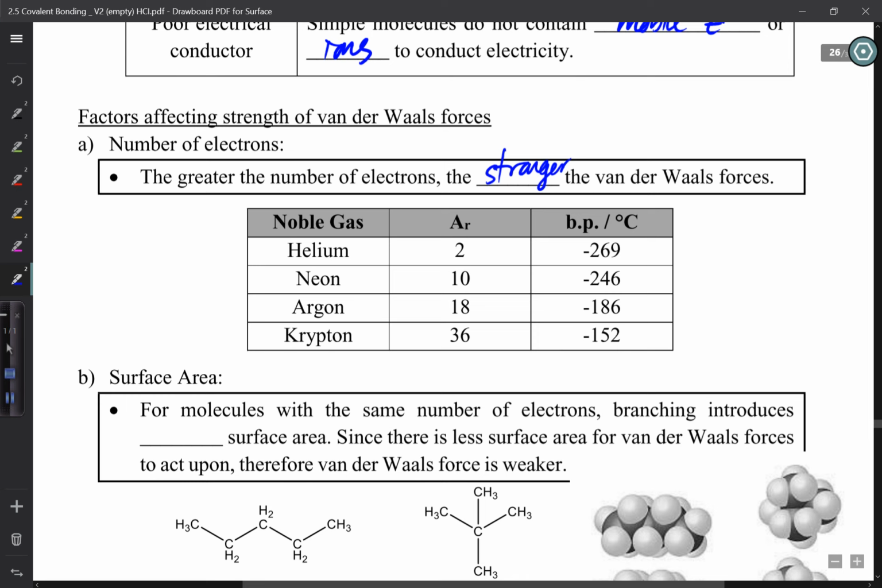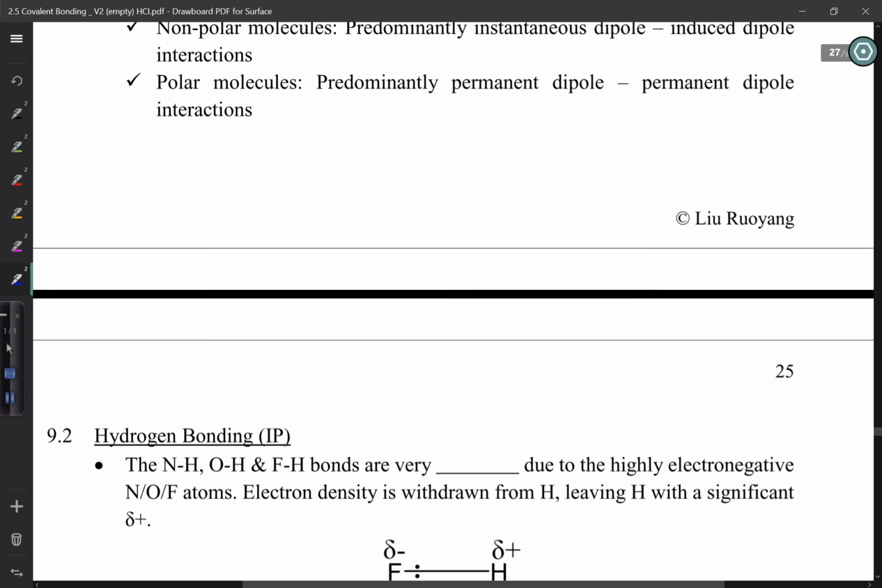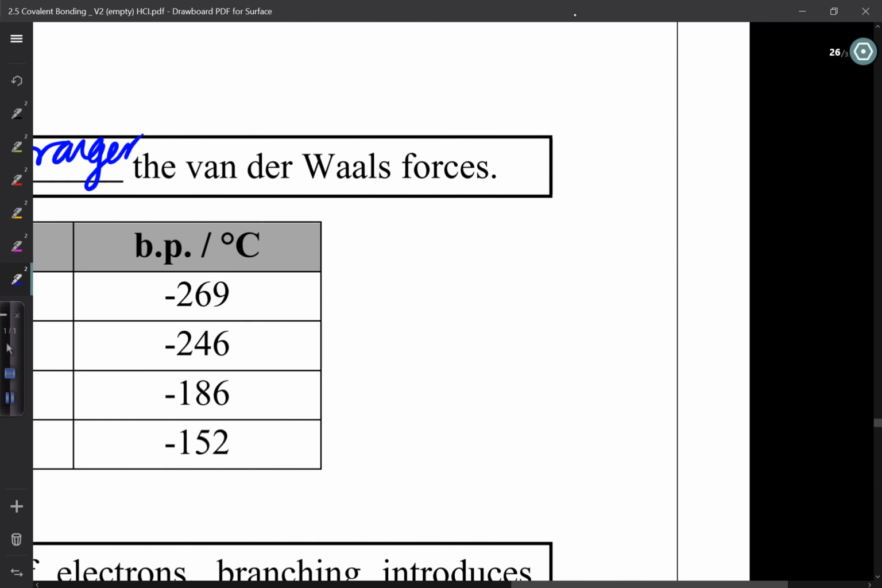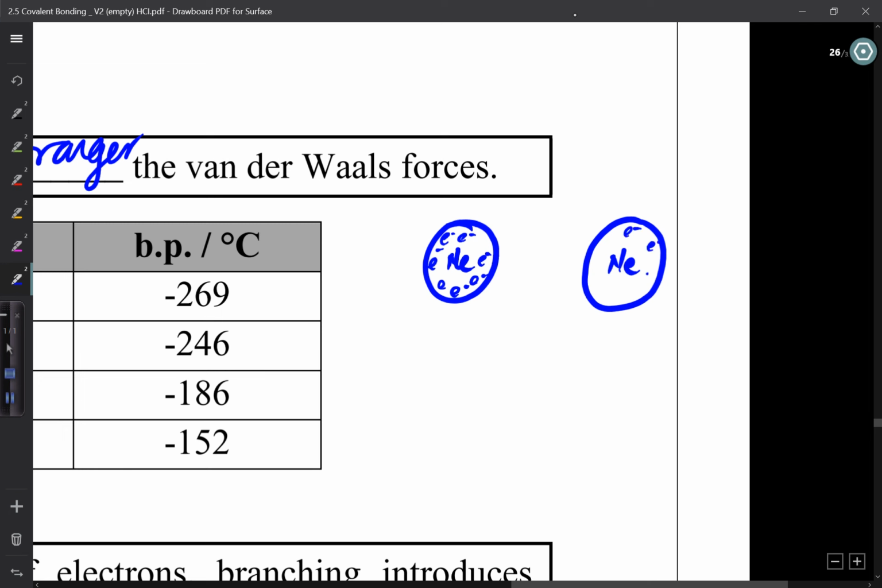So what actually causes van der Waals forces? Just for information, I think you might not learn this. Have you ever wondered how come molecules, for example neon, are electron rich? In other words, they have a lot of electrons in the electron cloud. These ones also have a lot of electrons in the electron cloud. What makes you think that they will attract each other by a force?